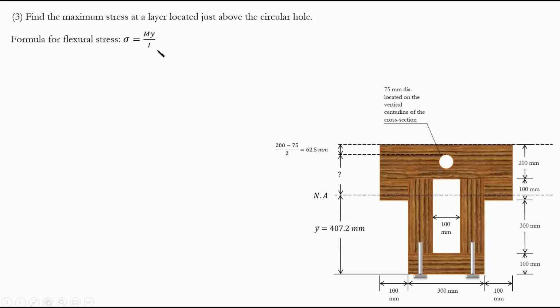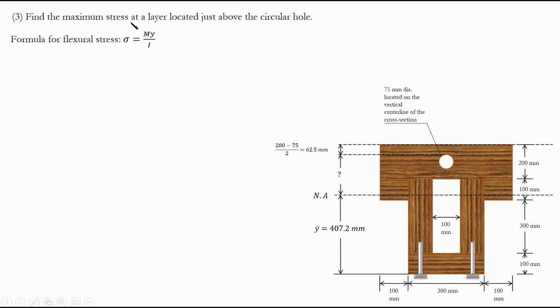The linear behavior of the beam in that part, the homogeneous properties are the same, and the plane sections remain plane, and all the other stuff we can find in theory. We assume that this formula applies. So here, sigma equals My over I. How can we apply it? The question says, find the maximum stress at a layer located just above the circular hole.